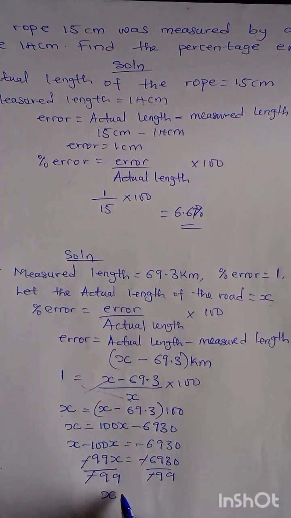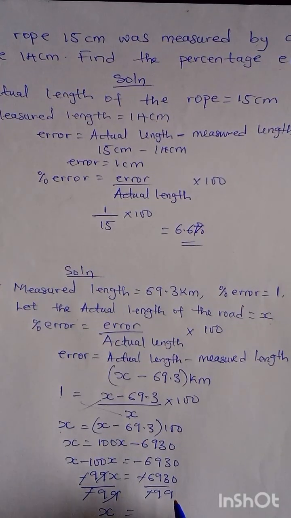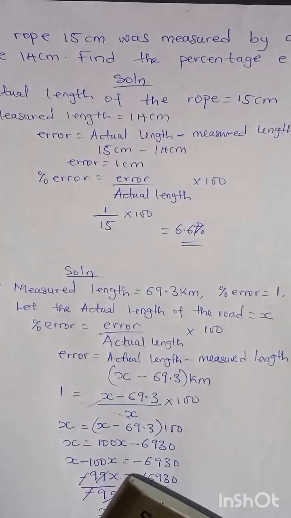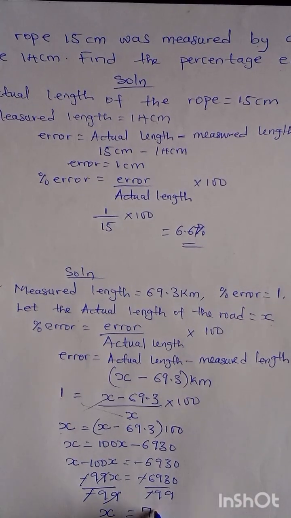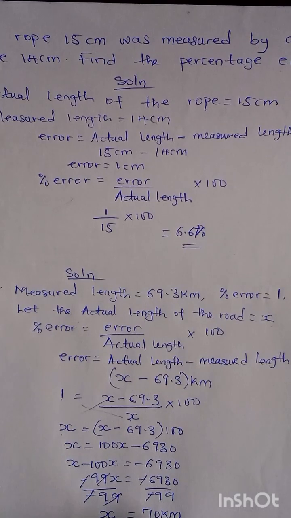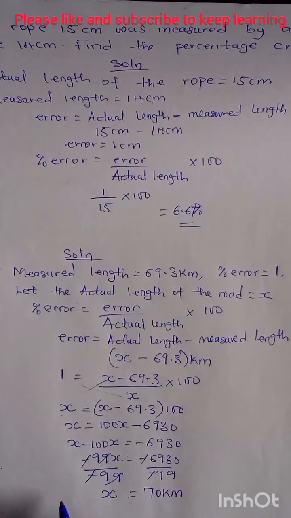Our x here is equal to, we just simply divide this. You can use your calculator or whatever. So our x here is equal to 6930 divided by 99. That's equal to 70 kilometers. So it means that the actual length of the road here is 70 kilometers.